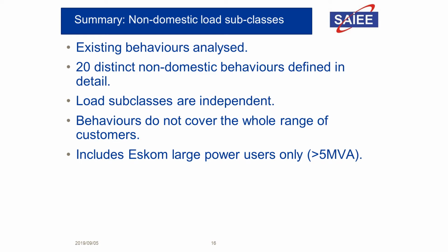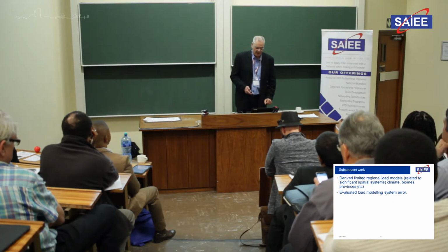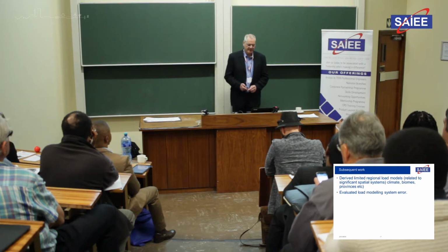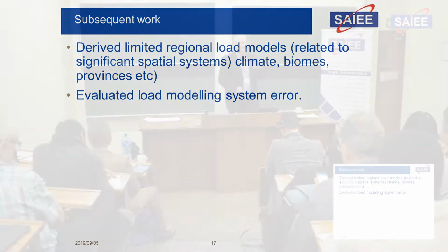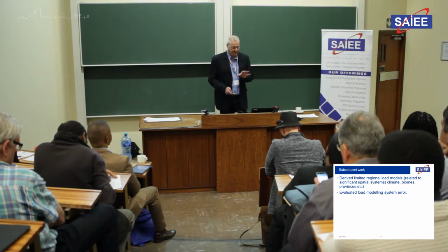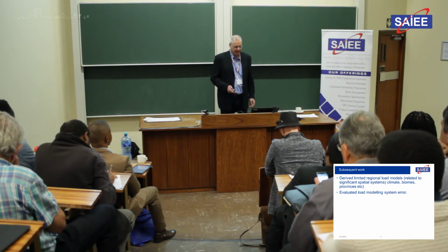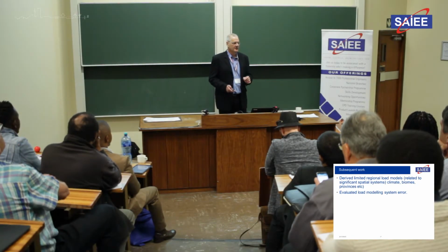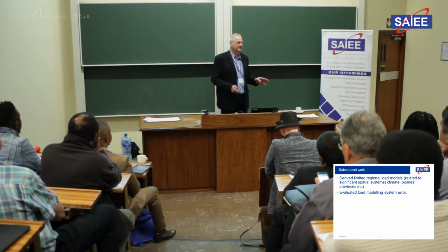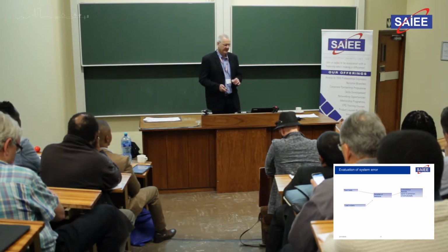Now, this set of load classes was developed from the ESCOM large power users, so all customers greater than 5 MVA. Subsequent work that we did, we derived limited regional load models that we found to be significant and linked to climate and biomes and regional borders. We developed a separate set of load subclasses that had local flavor to them. And also, we evaluated the load modeling system error. And now we actually have almost come around in a circle. We said, what was the price of using a load model instead of using real load data to do your planning? This is where we came back to the question. We've now developed the load classes.